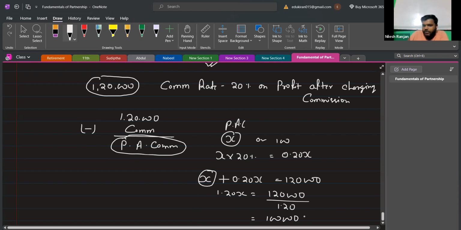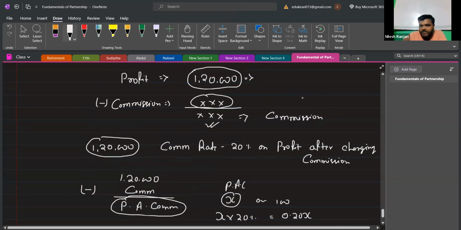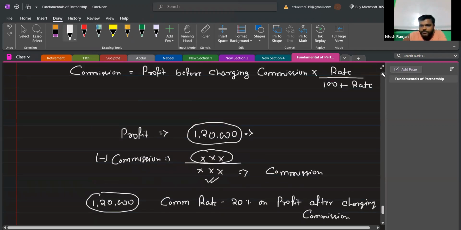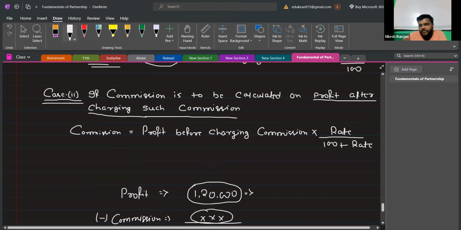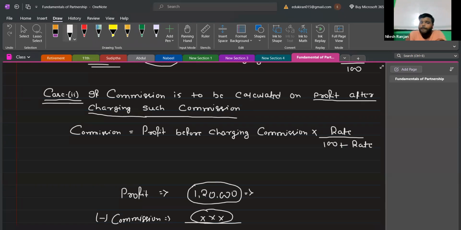Okay, after that you calculate 20%. This is 20,000 you will get. Okay, so this is how we have created this formula. You can see 1,20,000 divided by 120 into 100. Okay, so 100 plus rate here, and rate here. So you will get your commission. Okay.